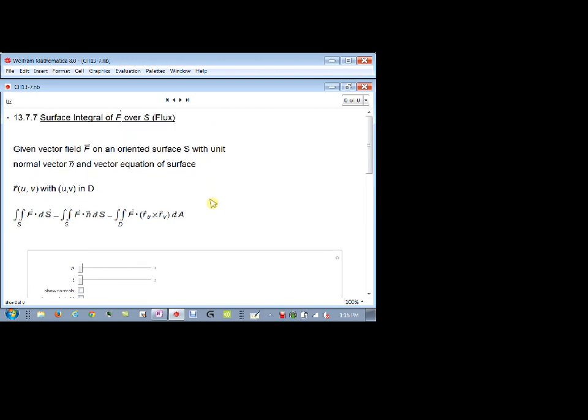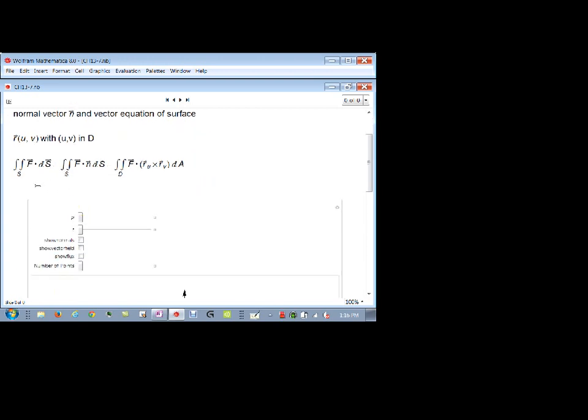Let's see here now. This is the big idea at the end of this section, which is the surface integral of F over S, also referred to as the flux. I showed you this picture at the end of class. This is the big notation that we need to see: the double integral over S, where S is our surface, of the vector field dotted with dS. Now, the S here, notice, is a vector S.